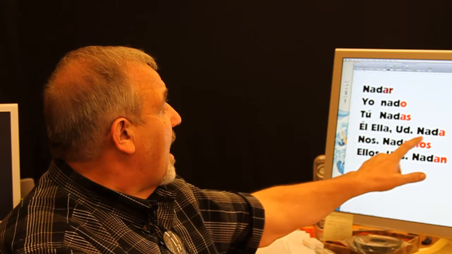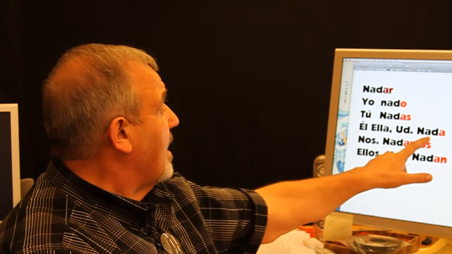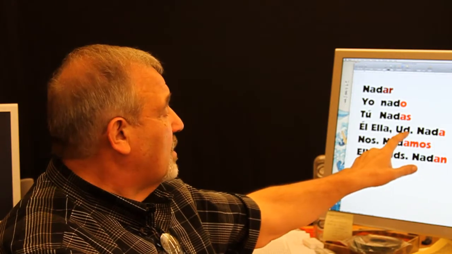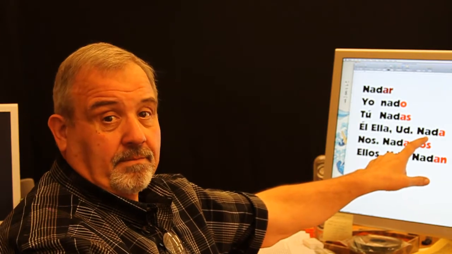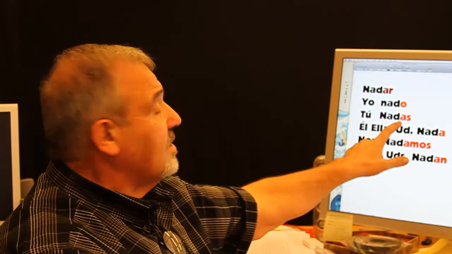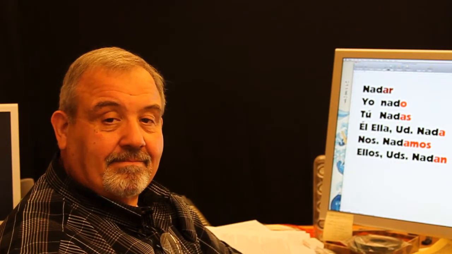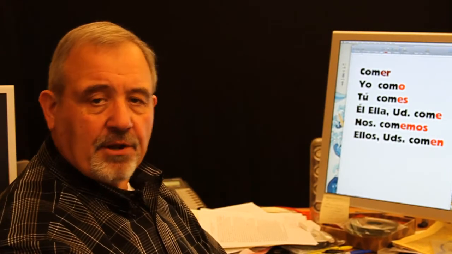Él nada, he swims. Ella nada, she swims. Usted nada, formal you swim. Tú nadas, informal, you swim. And yo nado, of course, I swim. Make sense? So we've looked at AR ending verbs and regular ones.